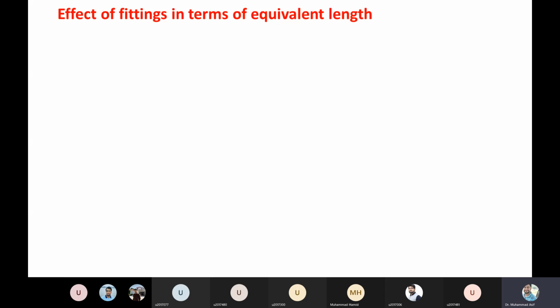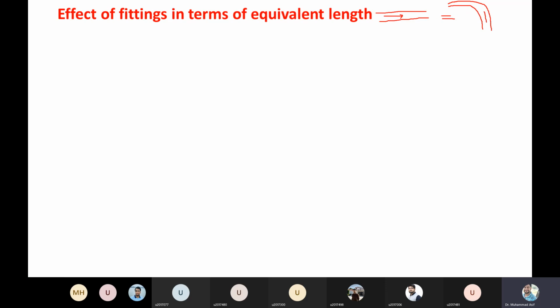Okay. Now there is another way. You can analyze the effect of fittings in terms of equivalent length. Let's say we have a fitting, and the fitting is an elbow. This elbow can have the same effect as a straight length of duct. So they can be equivalent.